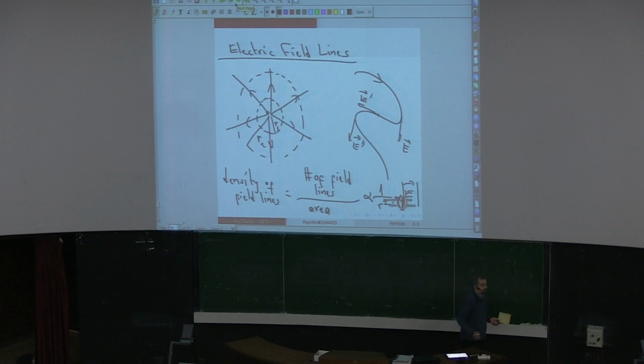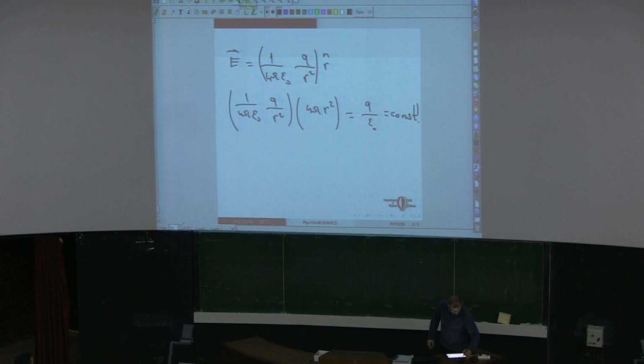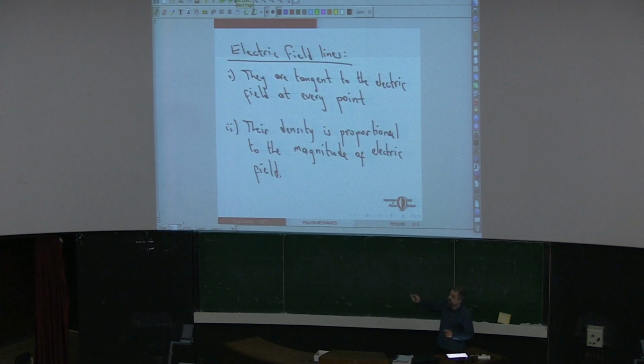At least that's kind of trivial to see in the case of a single charge. The density of field lines is nothing but number of field lines divided by the area. The number is just fixed. We are not changing that. The area is proportional to r squared, so this density of field lines is proportional to 1 over r squared, but 1 over r squared is nothing but proportional to the electric field at every point. Now this proportionality of the electric field line density to the magnitude of the electric field is valid in general for every system, independent of how many point charges you have.